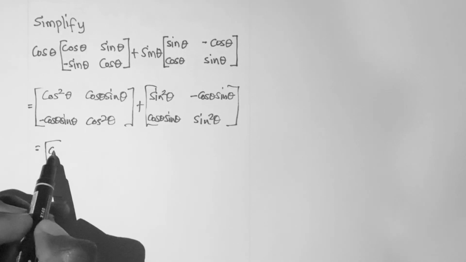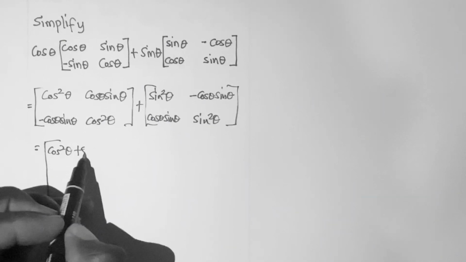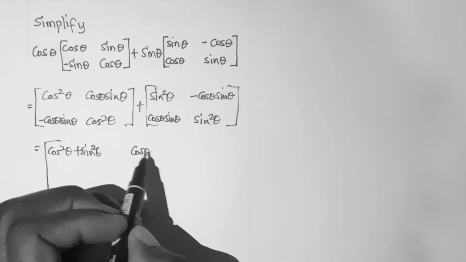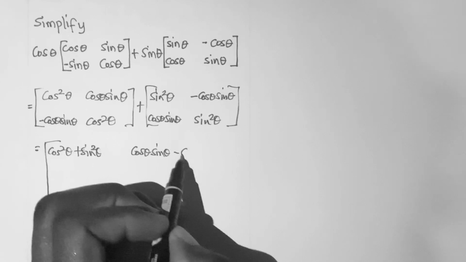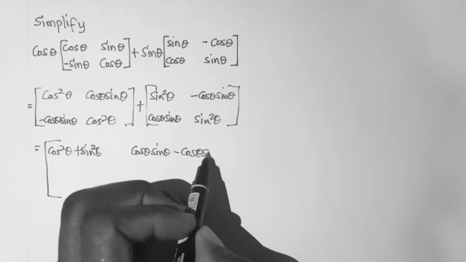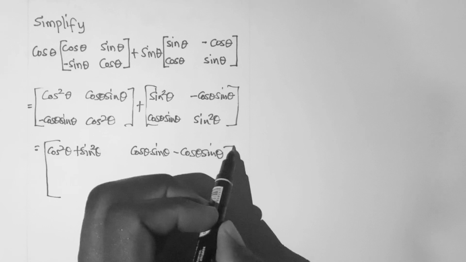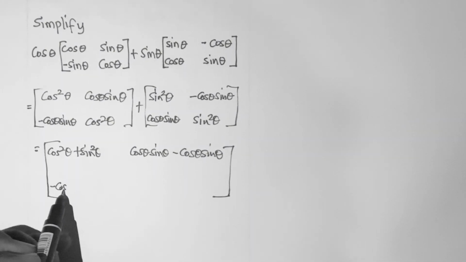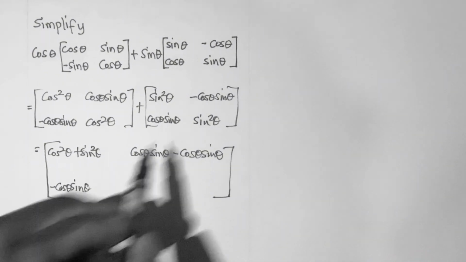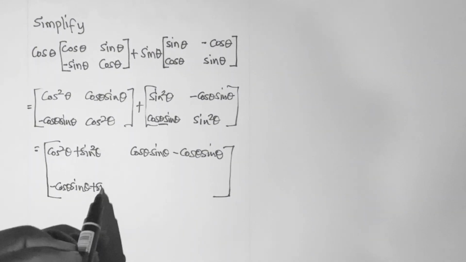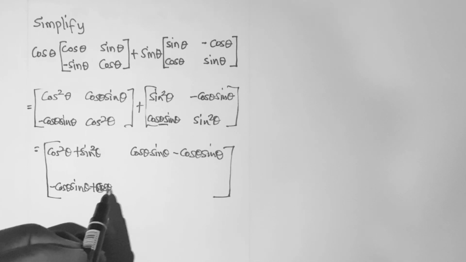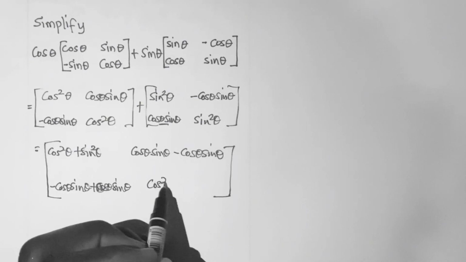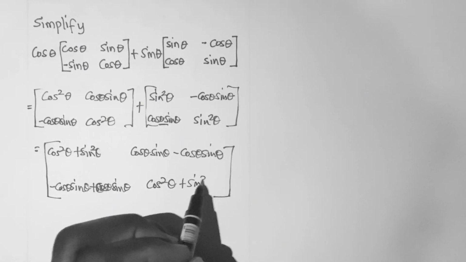So let's add this corresponding cos squared theta plus sin squared theta. Then here becomes cos theta sin theta minus cos theta sin theta. Let's bring a bracket close here. Then this becomes minus cos theta sin theta. Then this one plus cos theta sin theta. Then here it becomes cos squared theta plus sin squared theta.